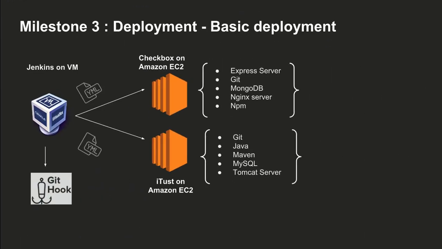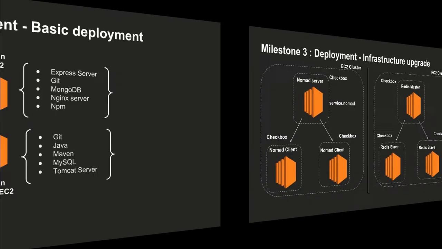Our third milestone was deployment. For the first part of our milestone, we shifted our infrastructure to AWS EC2 using the same definition as that of milestone 2, except for the fuzzer part.